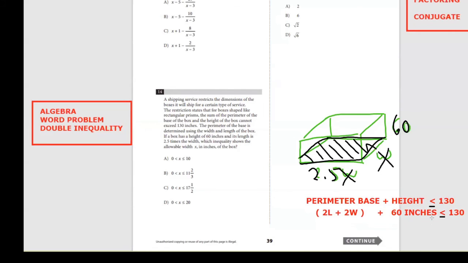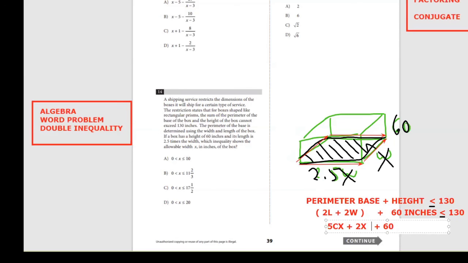Here, I'll do this with you. So I'm going to take a red arrow. That's 2.5. That's 2.5. What's 2.5 plus 2.5? 5. 5x plus another x plus another x. What's 5x plus 2x? 7x. Yeah, so the length is 5x total plus 2x plus the height of 60.